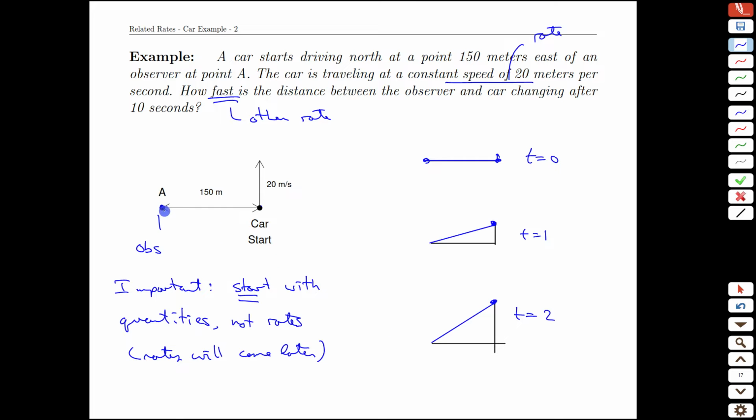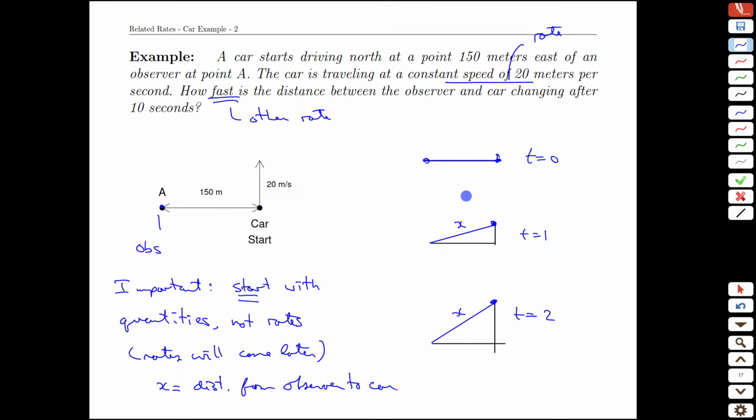So the first thing we want to do here is define not how fast is the distance between the observer and the car changing, but what is that distance? So let's call that x, a variable name that's convenient. So x is going to equal the distance from the observer to the car.